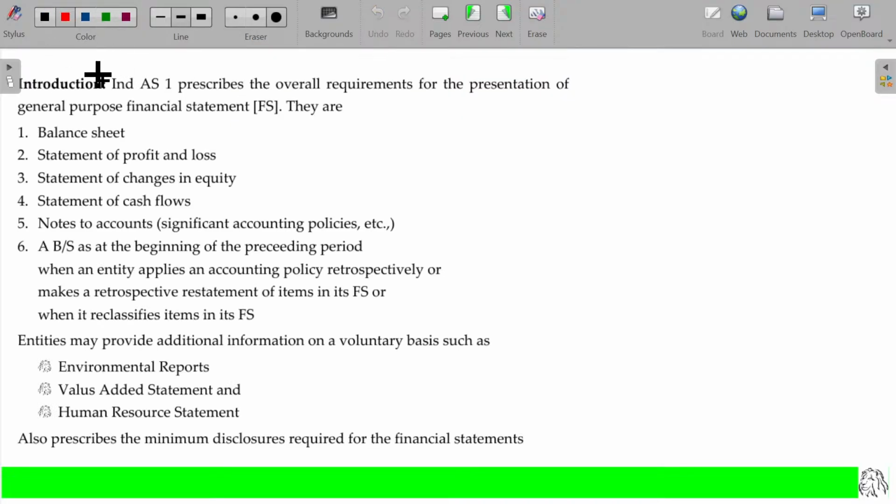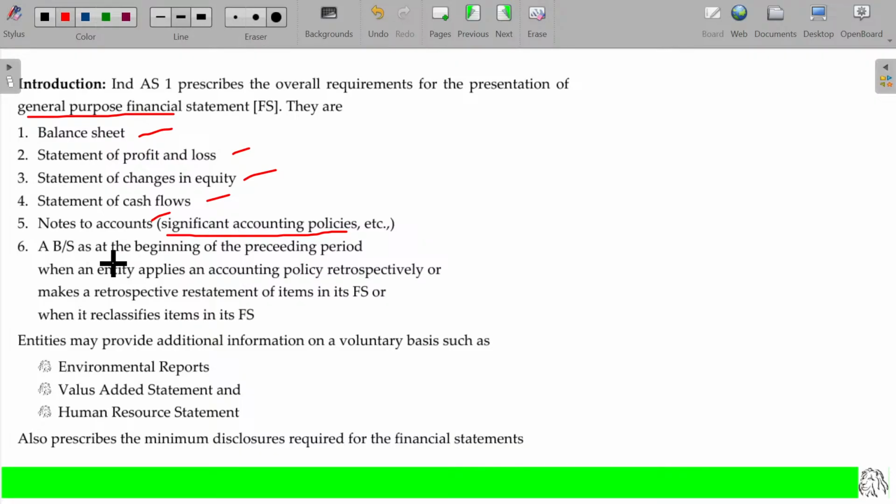So financial statement means balance sheet, statement of profits and losses, statement of changes in equity, statement of cash flows, notes to accounts. Notes to accounts will have any significant accounting policies adopted or changed, everything. These are called financial statements, general purpose financial statements.